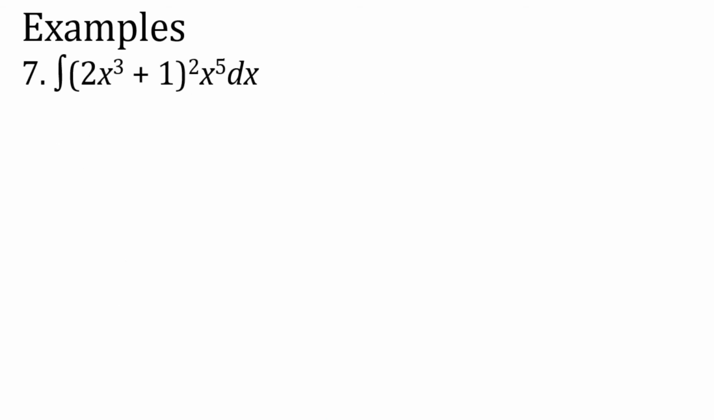Okay, so look at this example. Number 7. The integral of (2x cubed plus 1) squared times x to the 5th dx. Algebraically, you can just expand this because it is only raised to 2, then multiply by x to the 5th. But now, in this case, let us apply integration by substitution.